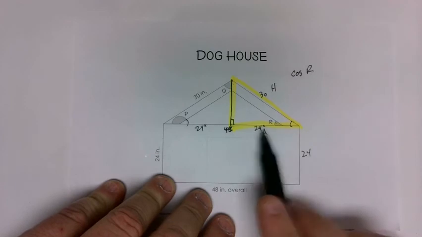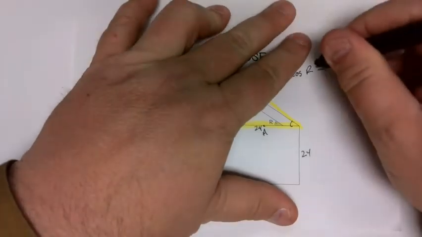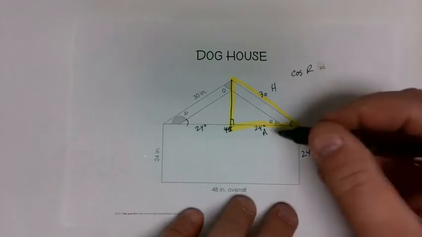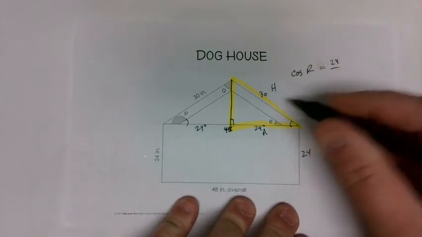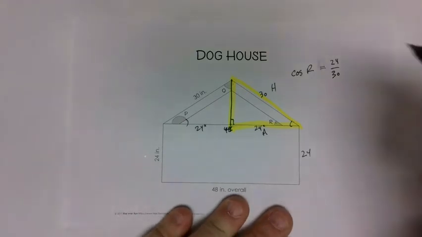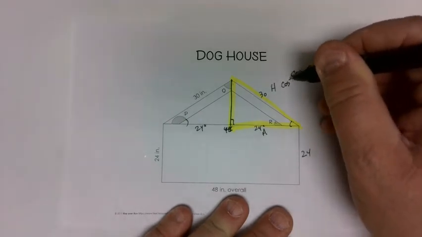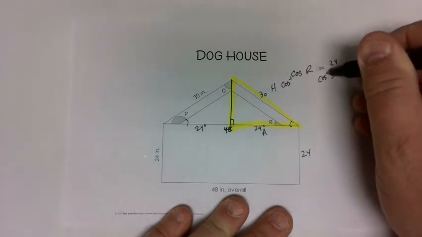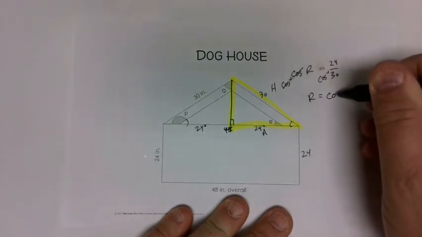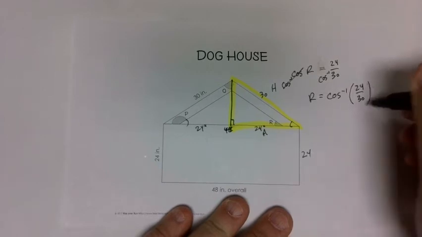Cosine is equal to the adjacent, 24 over, oh, I forgot something, didn't I? My equal sign, dang it. Cosine of angle R equals the adjacent, which is the 24, over the hypotenuse, which is 30. Okay, now I'm ready to solve this. I solve it by getting rid of the cosine, which means I'm going to take the inverse cosine of each side. That will cancel that. And so I get R is equal to the inverse cosine of 24 over 30.